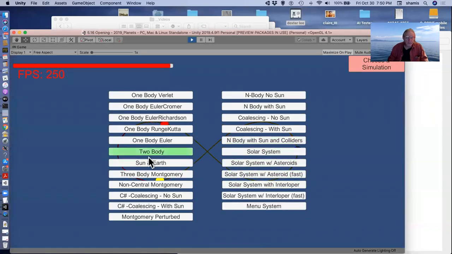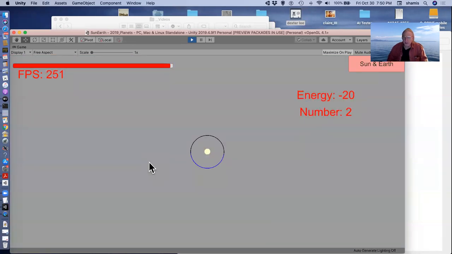Here's the sun and the earth with realistic masses. There's our energy, which is a very nice -20. Negative energies mean that they're bound, and it's conserving energy quite well.